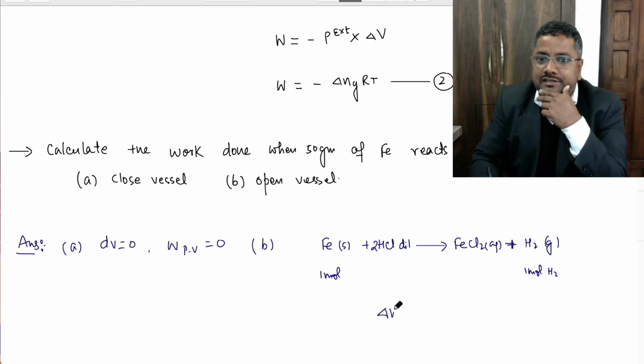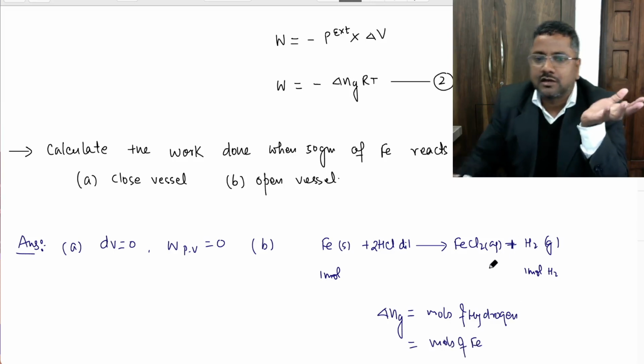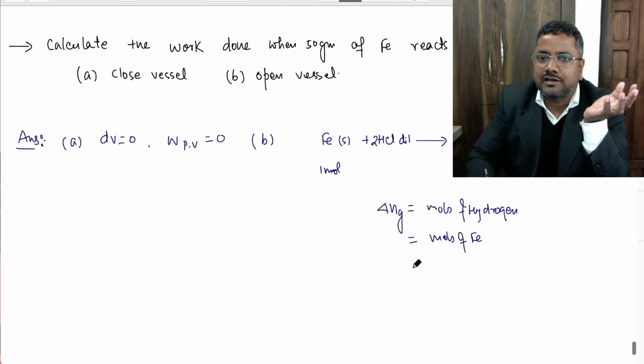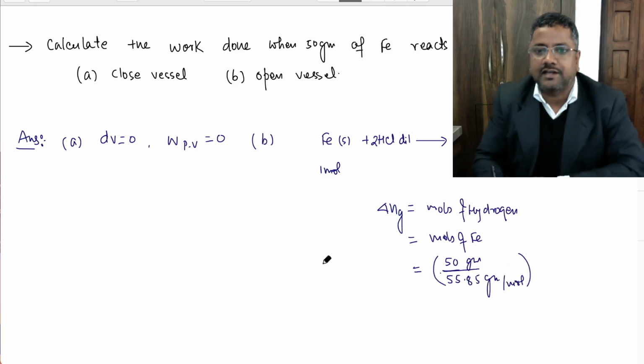So delta Ng is equal to moles of hydrogen, and moles of hydrogen is equal to moles of iron as per this balanced equation. So moles of iron you can calculate from here, 50 gram divided by 55.85 grams per mole. So you have calculated delta Ng here.